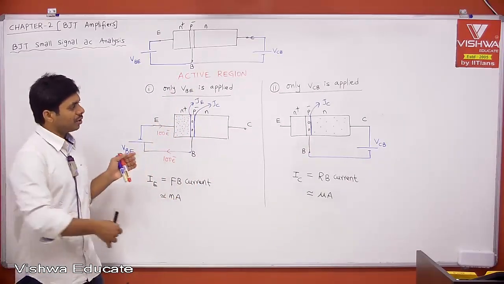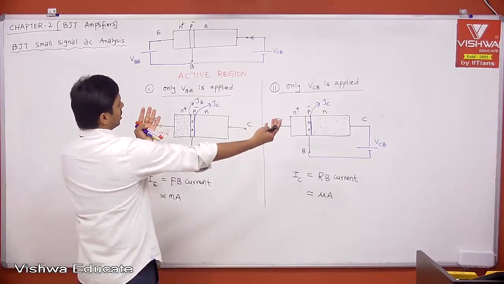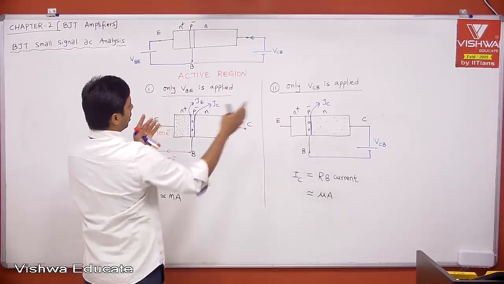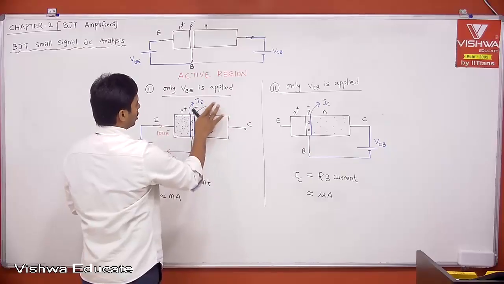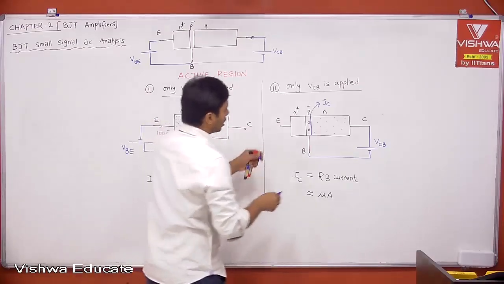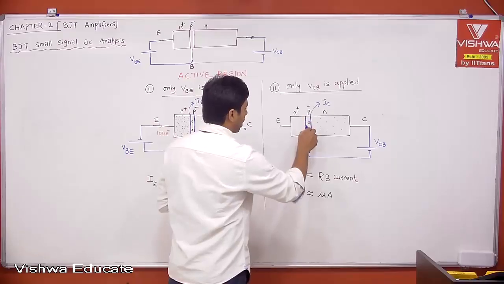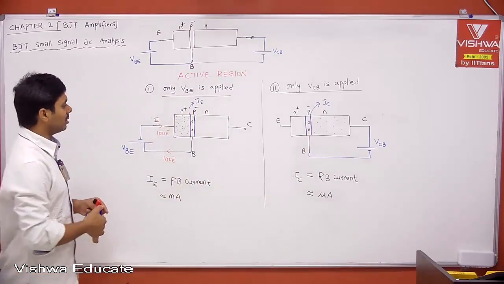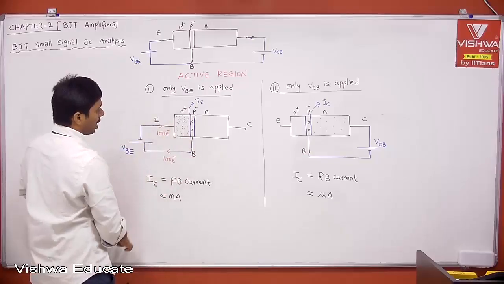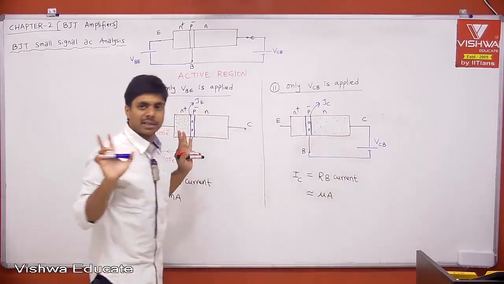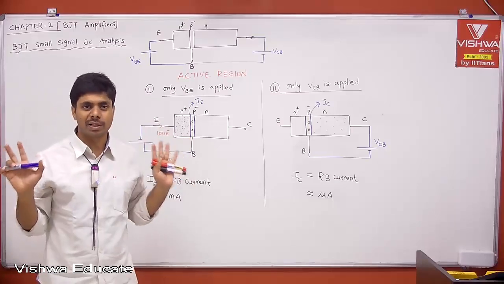Now we have two junctions, the emitter junction and the collector junction, right? Then the emitter junction is in forward bias and the collector junction is in reverse bias. In that scenario, emitter current is in milliampere and collector current is in microampere. This is what is expected.